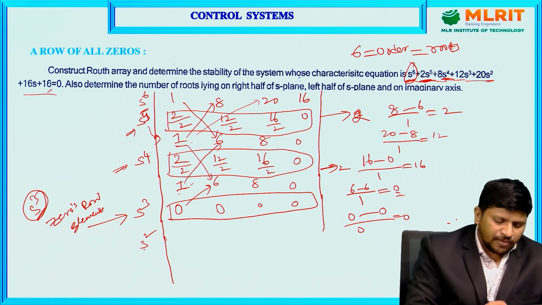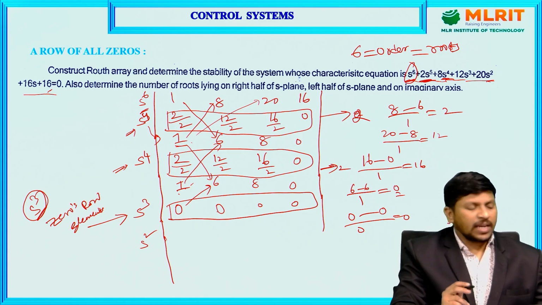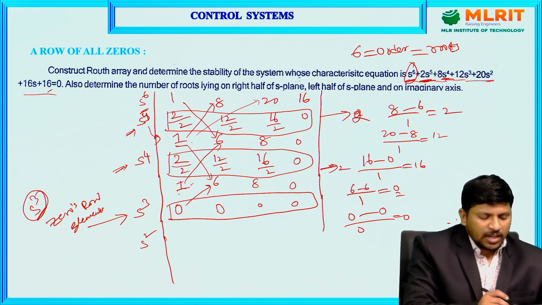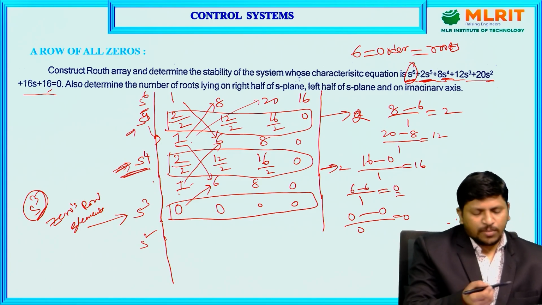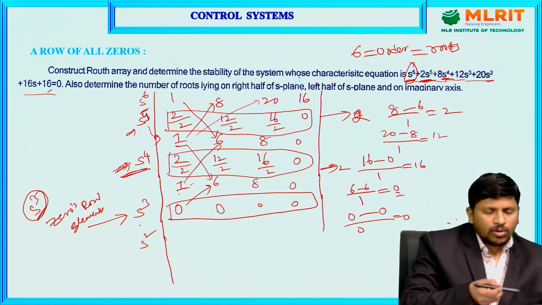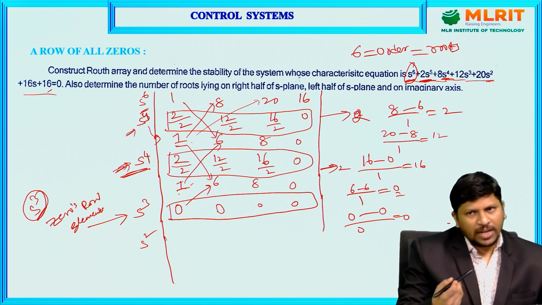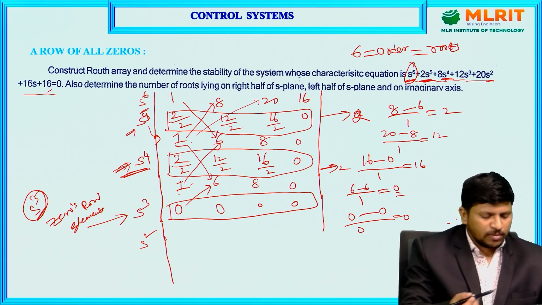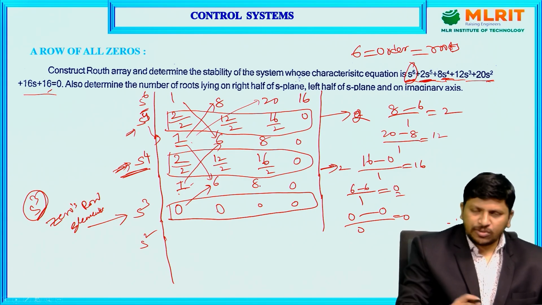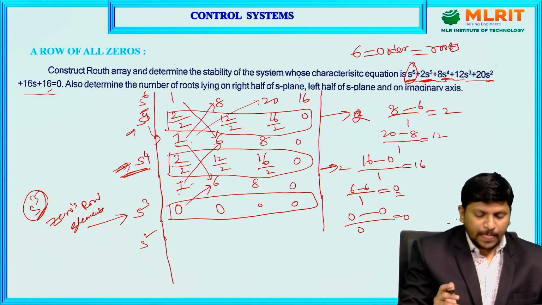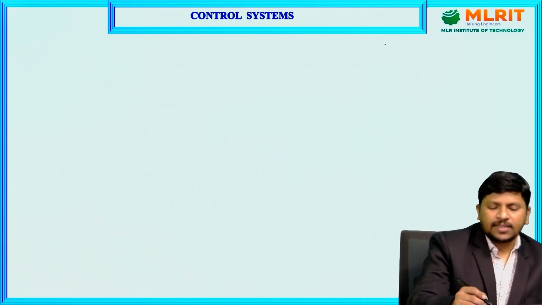The row above the zeroth row is the auxiliary polynomial equation. The auxiliary polynomial equation is always just the even powers row. So for s square, I am going to consider the auxiliary polynomial equation. Here, s power of 4 is the auxiliary polynomial equation, because the s cube row is the zeroth row. So the coefficients are: s power of 4, 1; s square, 6; s power of 0, 8. Just simply write it.